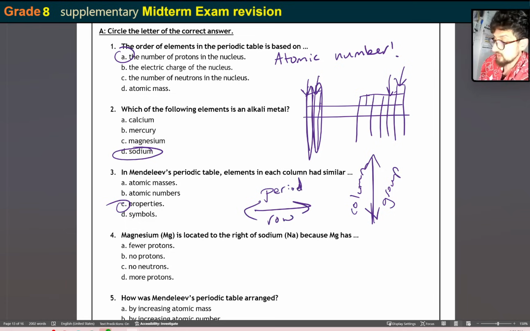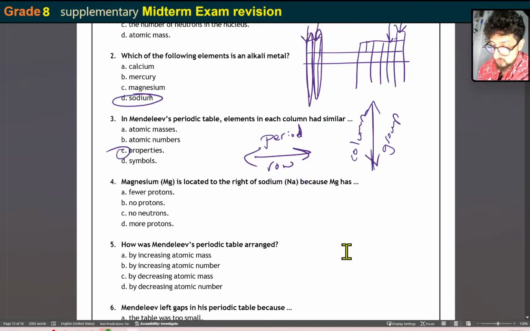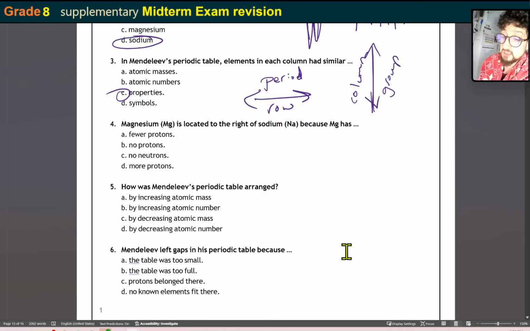Right, I'll try and make my handwriting better. I have a new battery in my Microsoft pen, so I should be able to make it better. Magnesium is located to the right of sodium. So here's sodium and magnesium is right next to it. The reason magnesium is to the right of sodium is because magnesium has more protons, more valence electrons, whatever you want to call it.